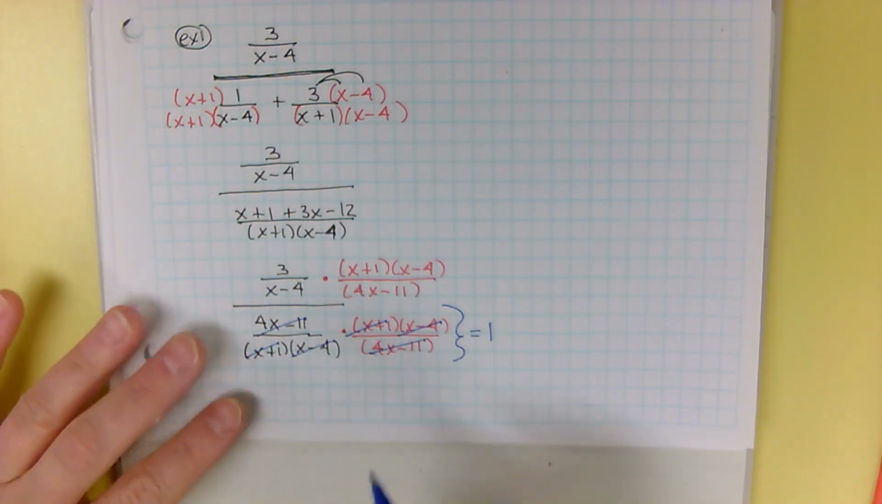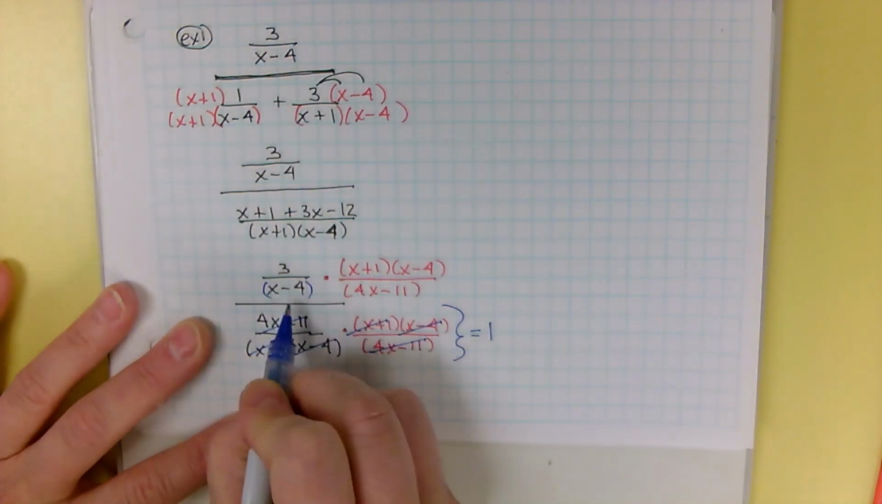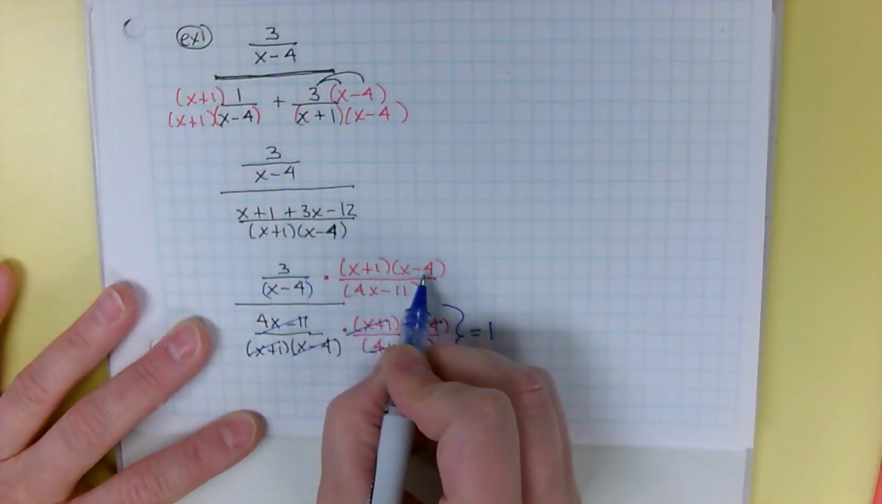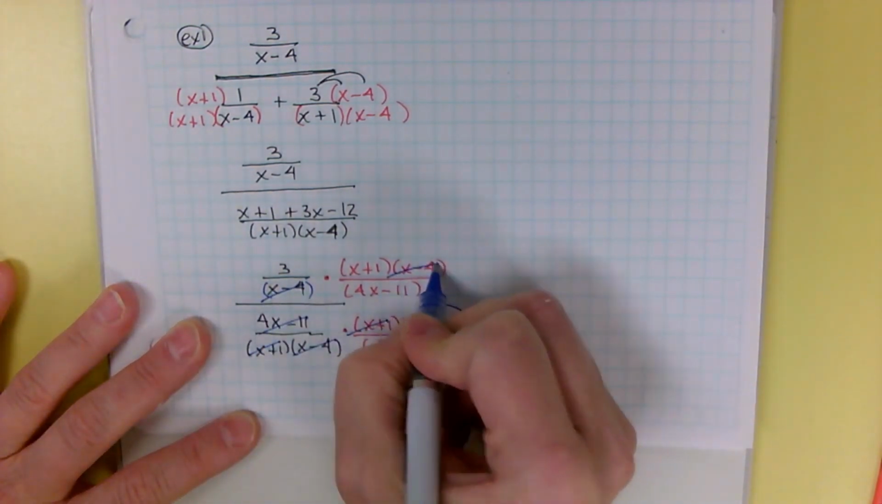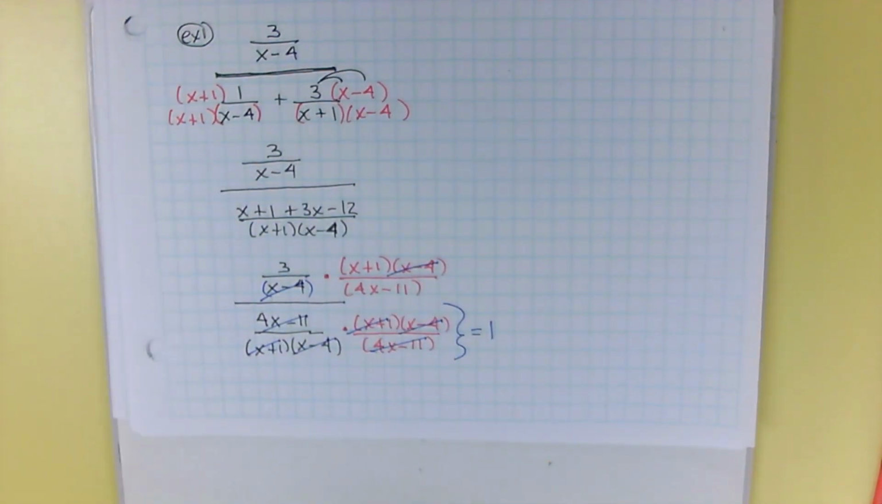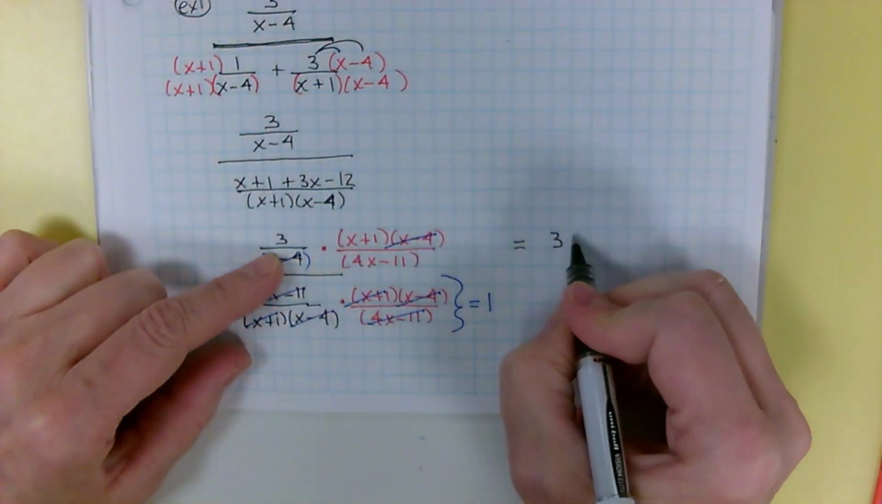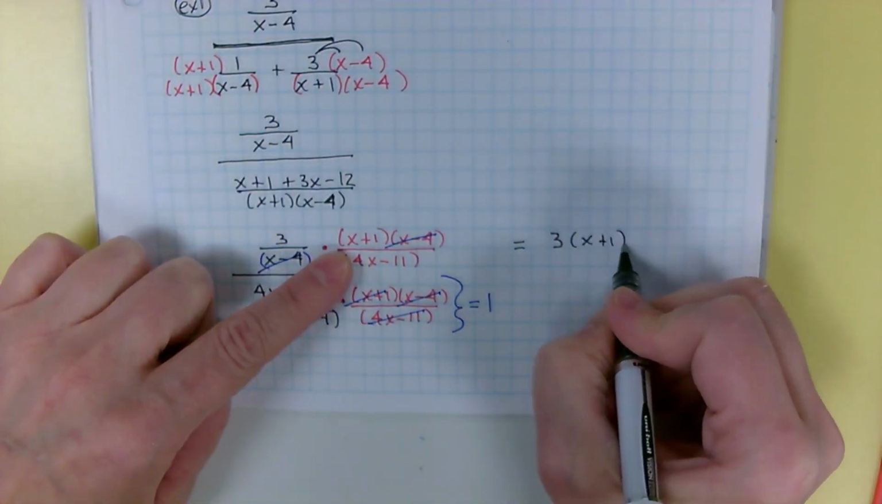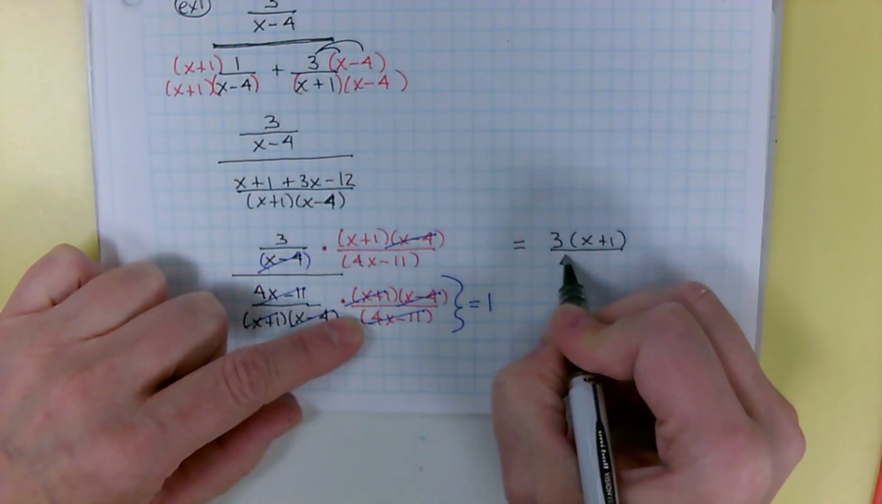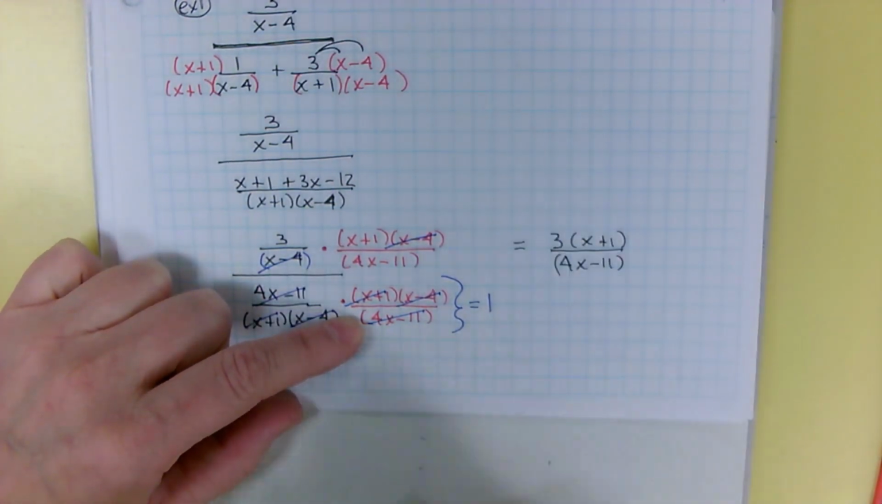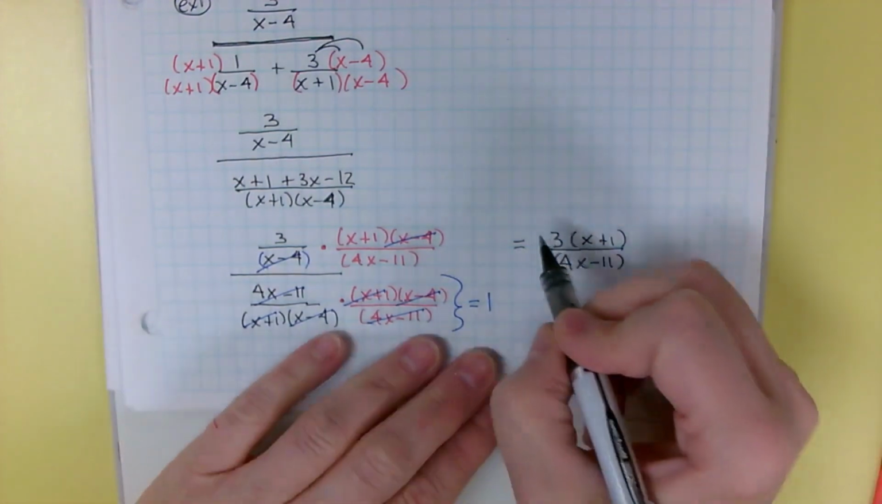Now on the top, there's an x minus 4 on the bottom and an x minus 4 on the top. We can cancel those out. And that's all that cancels. So what we end up with is a 3 times x plus 1 over 4x minus 11. And that would be your answer.